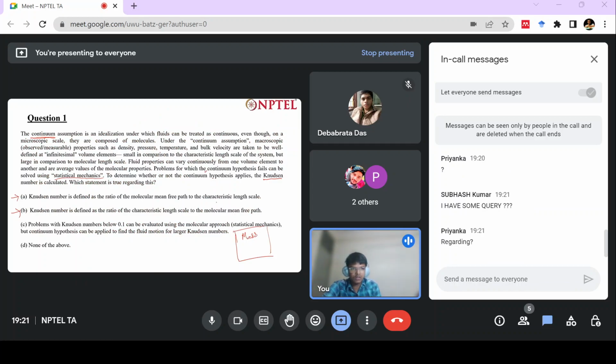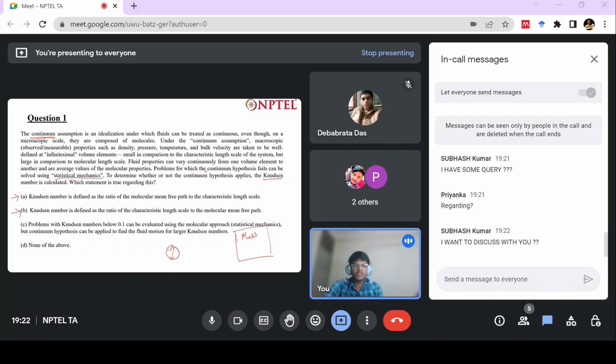And what is characteristic length scale? Characteristic length scale is basically the important length scale of the problem at hand. For example, if we are studying flow past a cylinder, what is your important length scale? This is the diameter. The diameter of the cylinder you will consider as your important length scale. This is what is defining your flow.